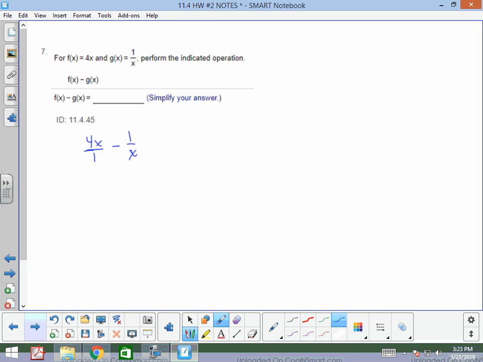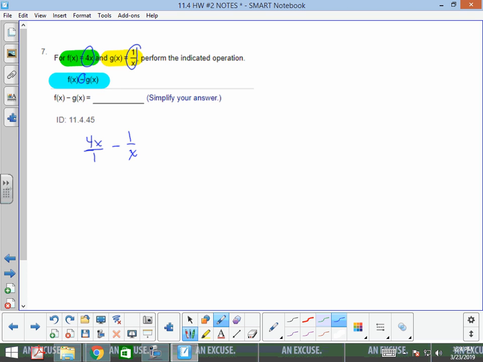All right, number 7. Now, this one says that f of x equals 4x, and it says g of x equals 1 over x. What they want us to do is subtract the two expressions. f of x's expression is 4x over 1. I just put it over 1. g of x is 1 over x. So, we are subtracting these two expressions, 4x and 1 over x.